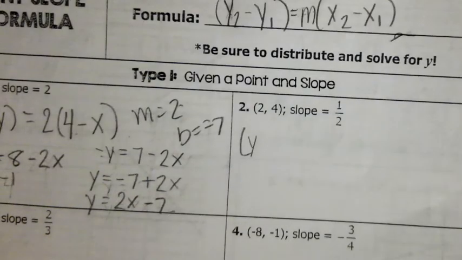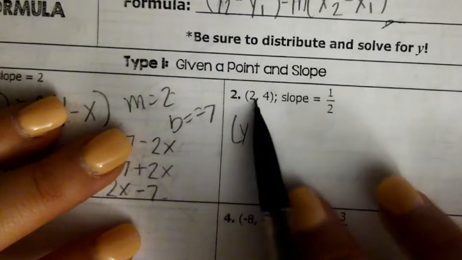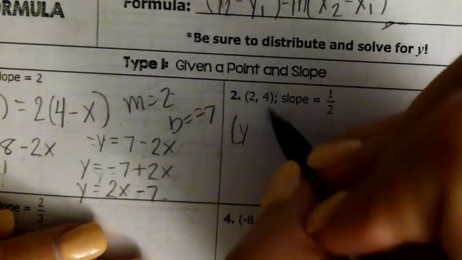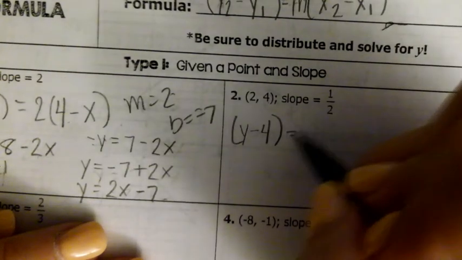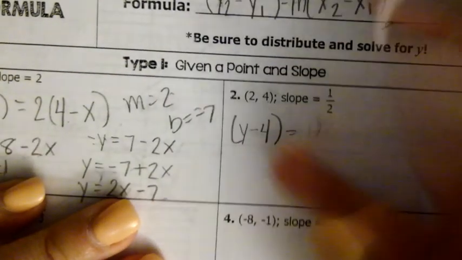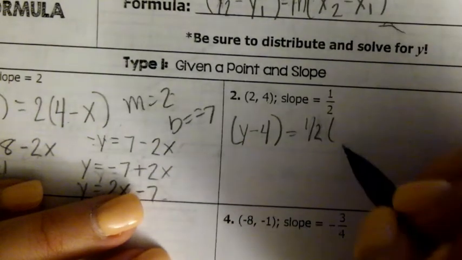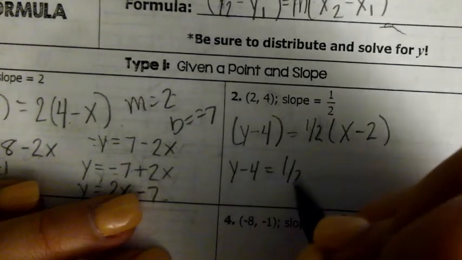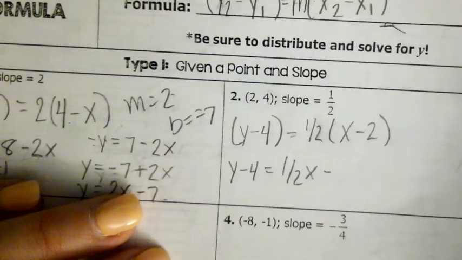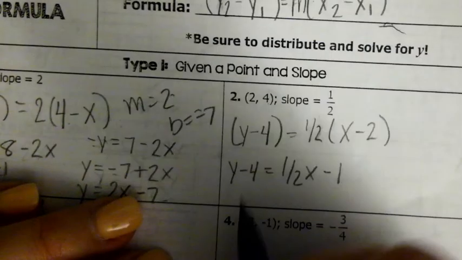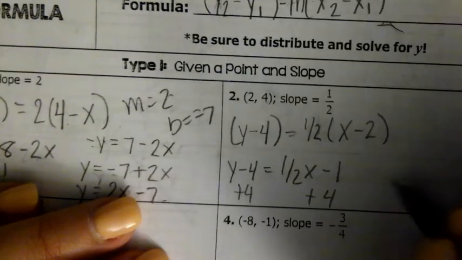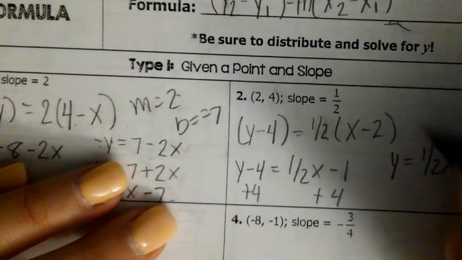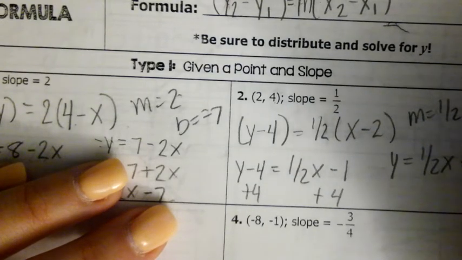All right, so like I said, let's do this one where we plug in our point here for x1 and y1. So it's y minus 4 equals our slope, which is 1/2, times x minus 2. So we have y minus 4 is equal to 1/2 x minus, what's 1/2 times negative 2? Just negative 1. Add 4, add 4. y equals 1/2 x plus 3. And our slope is 1/2, and our y-intercept is 3.